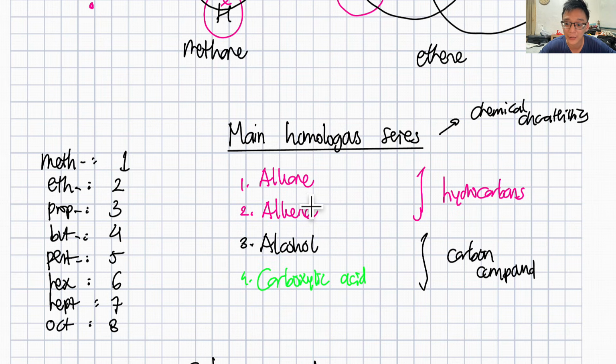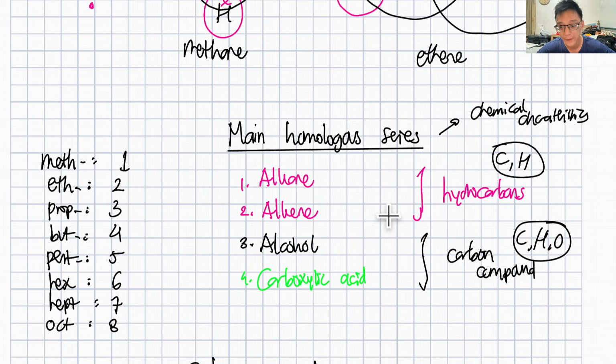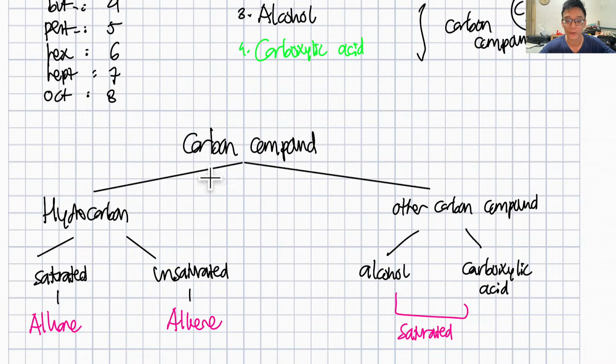Alkane and alkene are hydrocarbons. Why are they called hydrocarbons? Because they contain only carbon and hydrogen. Alcohol and carboxylic acid are called carbon compounds because they contain carbon, hydrogen, and oxygen. So carbon compounds can be differentiated into hydrocarbons, which only consist of carbon and hydrogen, and other carbon compounds.